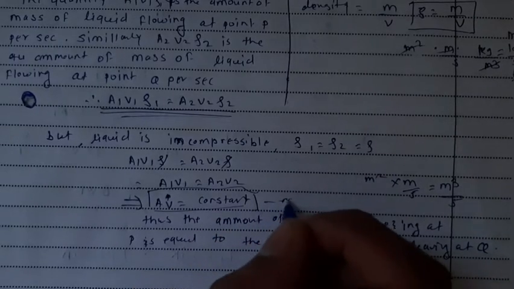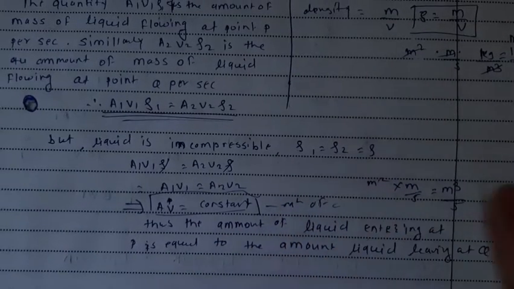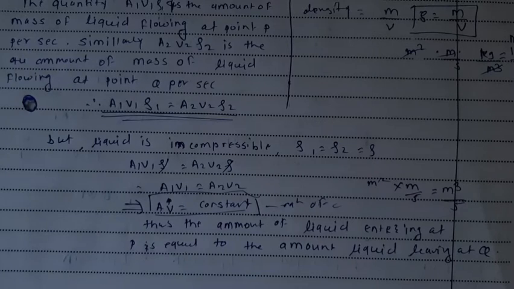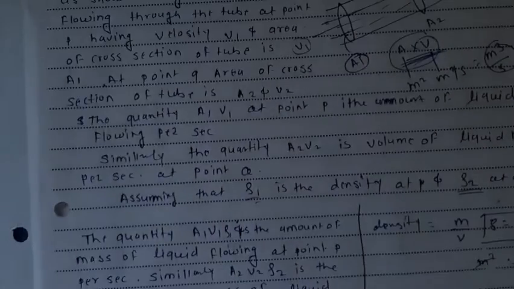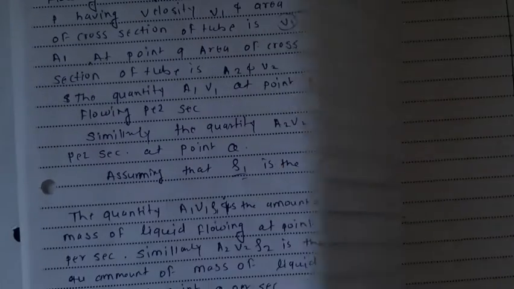Whatever the amount of liquid is at one point, passing the same amount of liquid will pass at another point also. So this quantity AV is equal to a constant, and that is called the equation of continuity.